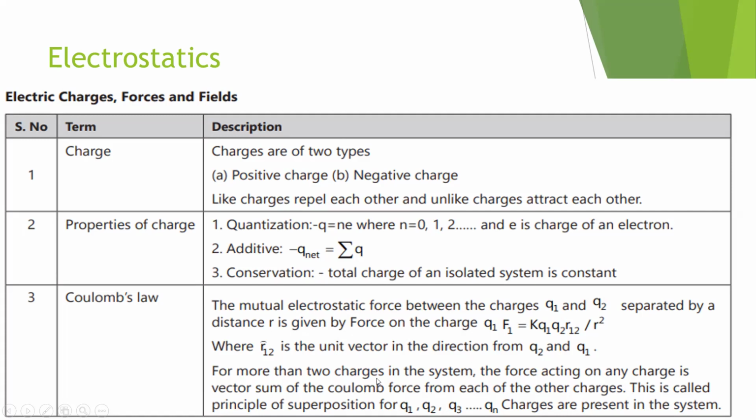If there are more than two charges in a system, the forces can be summed. The force acting on any charge is the vector sum of the Coulomb forces from each of the other charges, and this is known as the superposition principle. That means you can add the charges q1 plus q2 plus q3 up to qn present in the system.